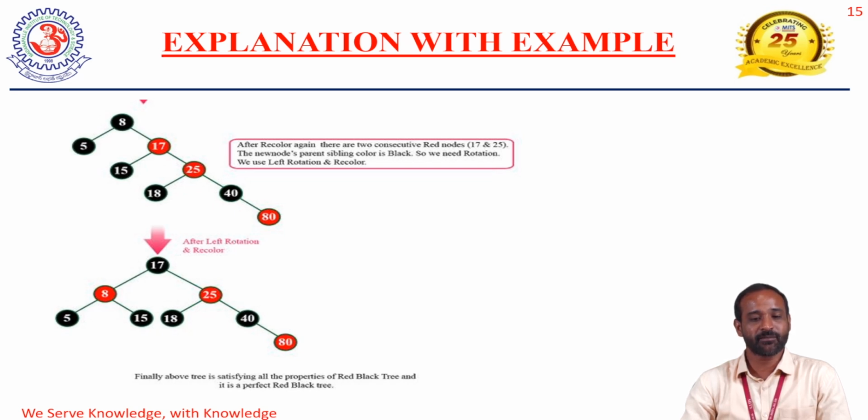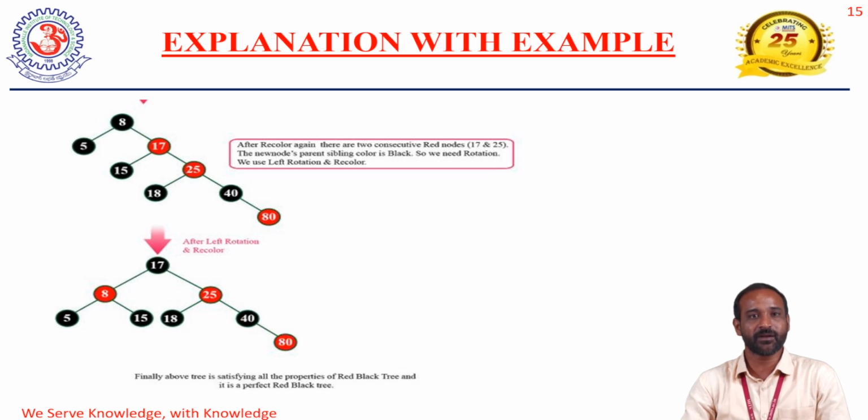Which rotation can we perform? We consider three nodes. The problem occurs at 25 and 17, so 25, 17 and 8. 25 is the node, 25's parent is 17, and 17's parent is 8. We compare these. That is the RR rotation, and the RR rotation moves towards the left, so we are performing a left rotation here.